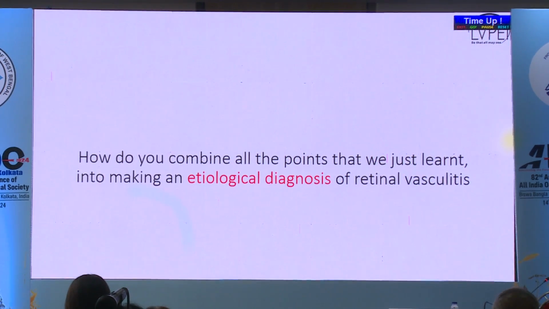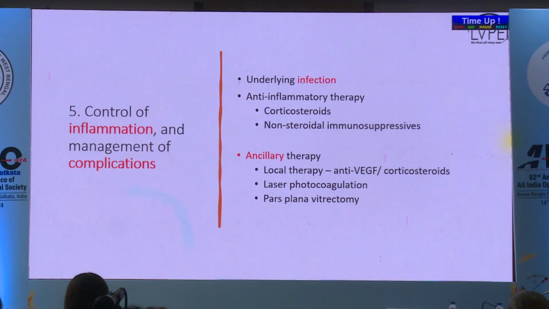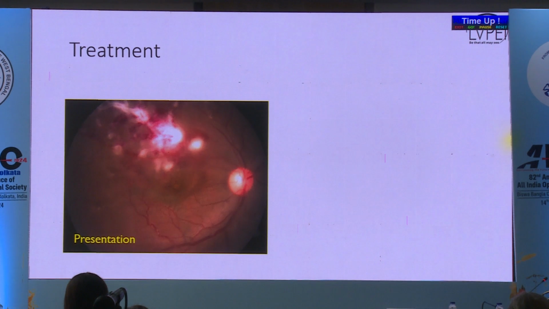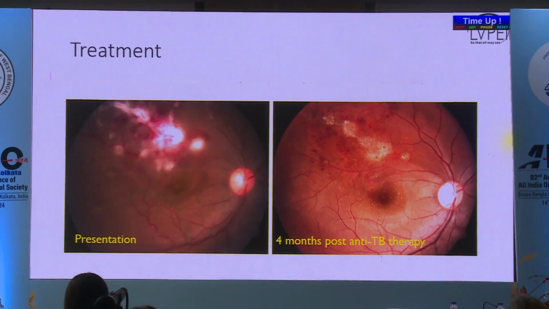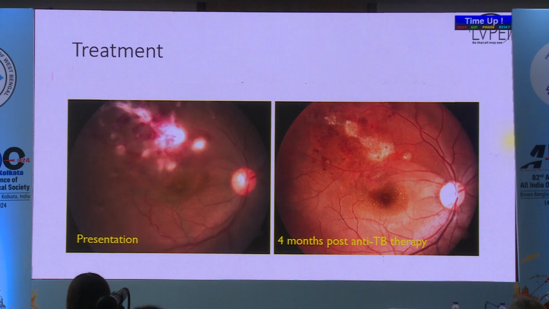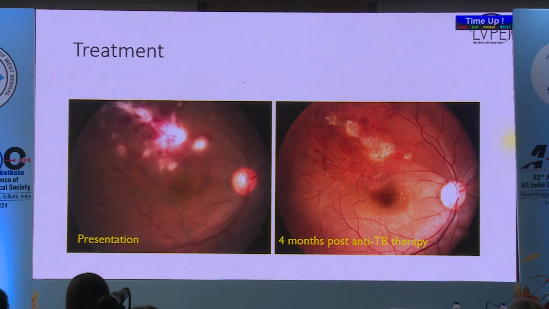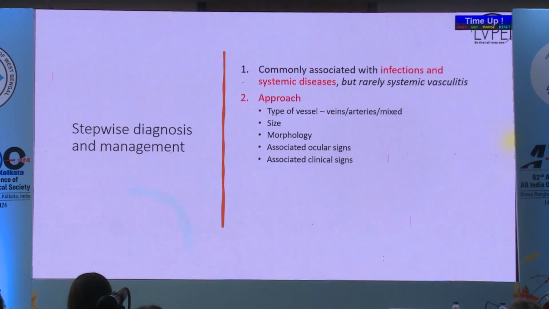So how do you combine all of these to reach an etiological diagnosis? We start with cases, or sometimes pars plana vitrectomy to deal with the complications. This is one case that required just anti-TB therapy, and you can see the picture after 4 months of anti-TB therapy, which shows that this is not any kind of hypersensitivity reaction. This is a pure infection of the retina that causes the TB retinal vasculitis.